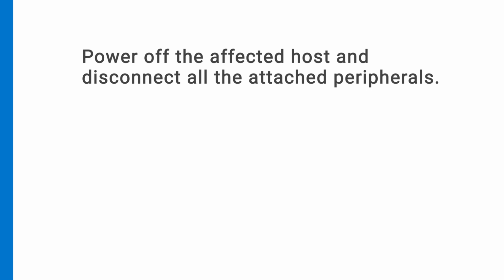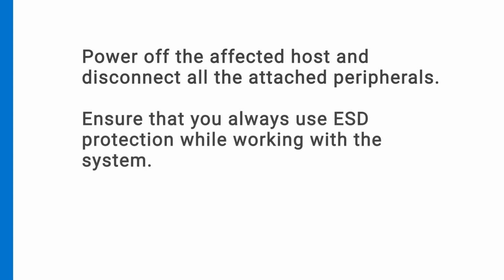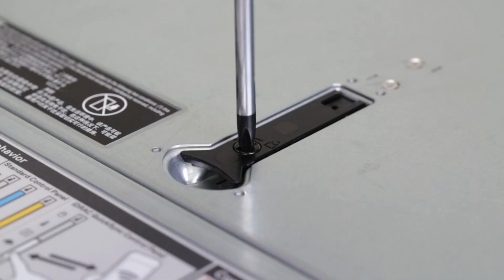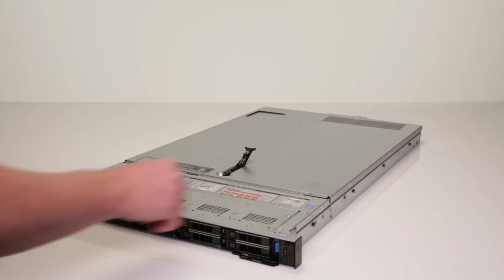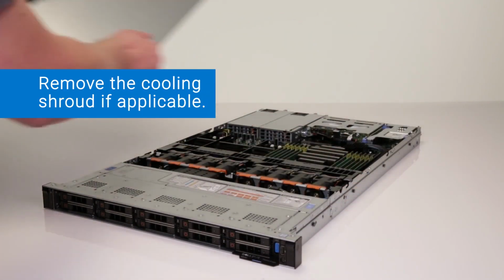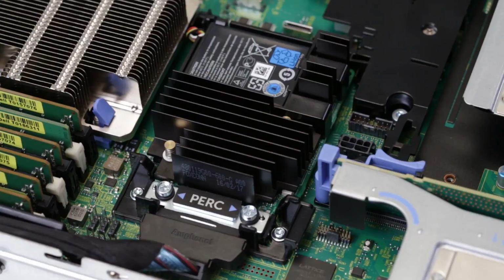Before you remove the component, power off the affected host and disconnect all attached peripherals. Ensure that you always use ESD protection while working with the system. To unlock the system cover, rotate the latch. Now, lift the latch and remove the cover. Now, locate the integrated storage controller card.